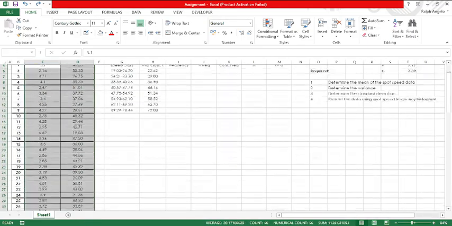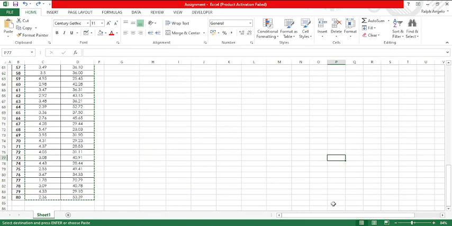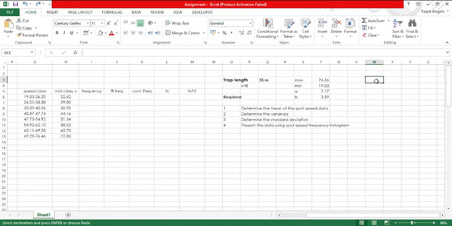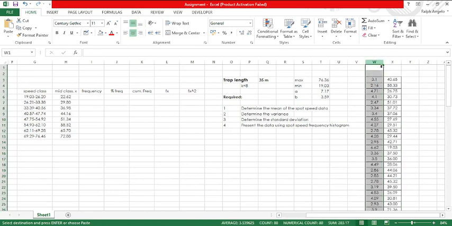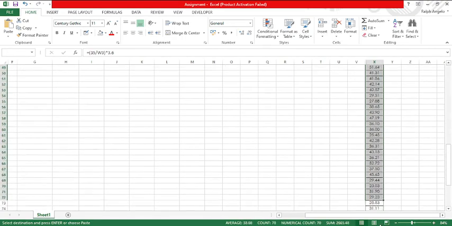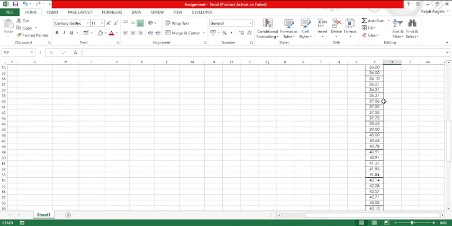Maybe we have to get all of this data, including the time, and there we have it. Then we just have to hide this one, because all we need is the speed. Highlight the speed in here, and then click sort. We have to sort that from smallest to largest. Okay, so it has already been sorted.